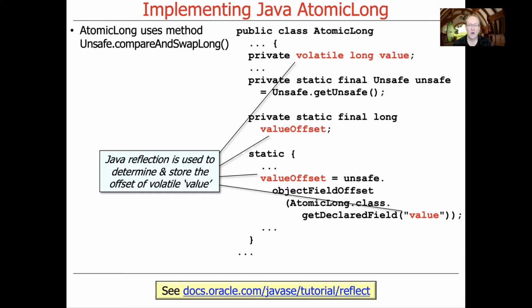And what that does is it sets a private static final long value called value offset. It sets that by finding the field offset from the beginning of an instance of the AtomicLong object, and it's going to give you the offset in bytes from the beginning of the object. So what it's doing there is saying unsafe object field offset, which is another method in the unsafe class. It says AtomicLong.class.getDeclaredField value. And that's going to give you back the offset in bytes from the beginning of any given AtomicLong object.